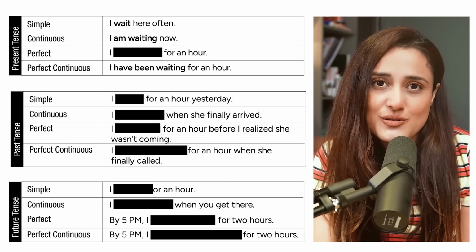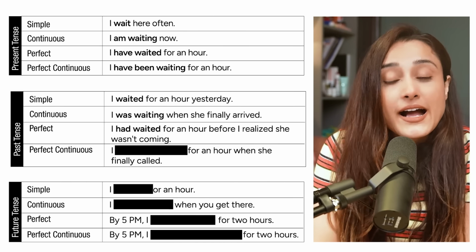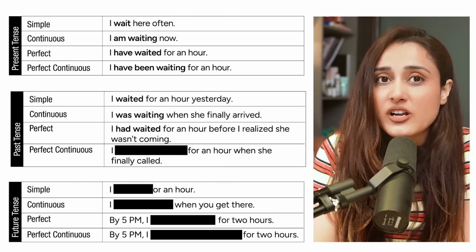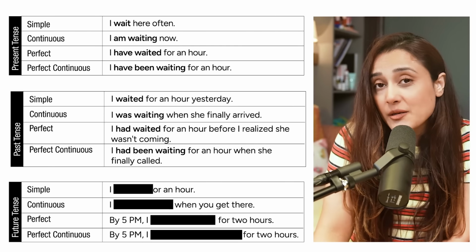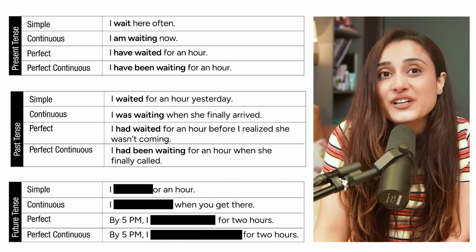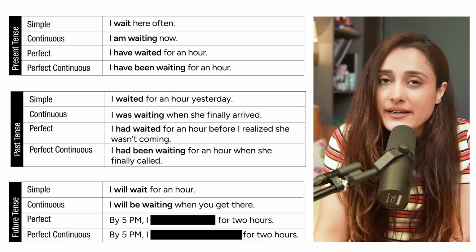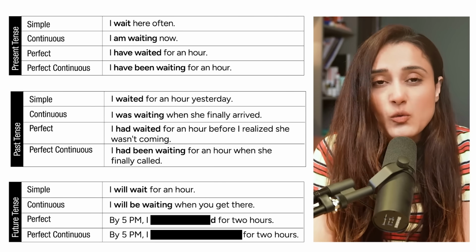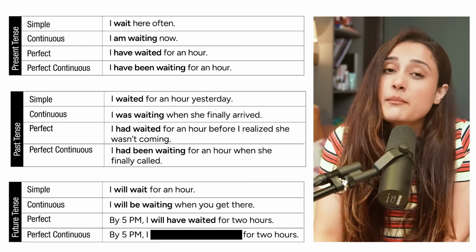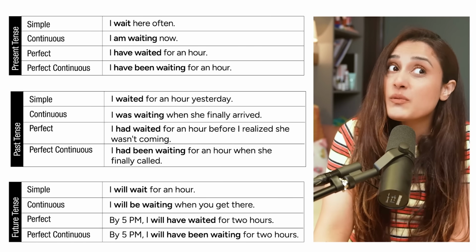Okay, let's go on. I have waited for an hour. I waited for an hour yesterday. I was waiting when she finally arrived. I had waited for an hour before I realized she wasn't coming. I had been waiting for an hour when she finally called. I will wait for an hour. I will be waiting when you get there. By 5 p.m., I will have waited for 2 hours. By 5 p.m., I will have been waiting for 2 hours. So what you're doing in this sentence is you're putting the listener in that moment when you use this tense.